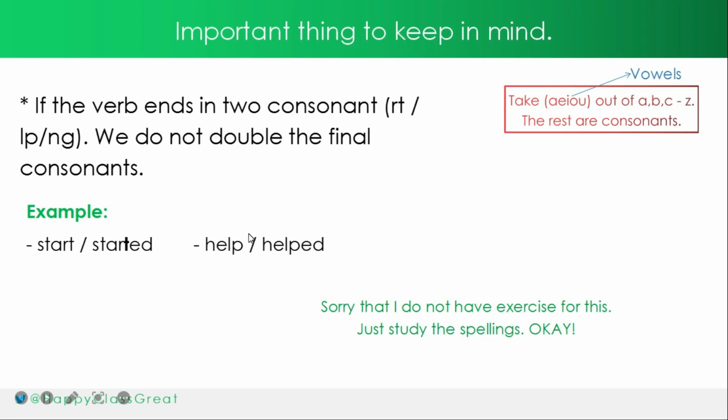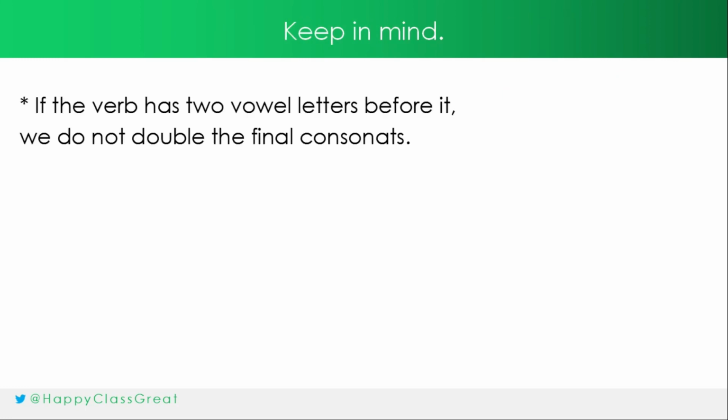ed after it, and then just master the correct spelling of started and helped, because you are going to need it a lot. So that's how you are not going to be getting zeros when you are asked to make a sentence or to build a sentence in your English exercise. You still have to keep in mind that if the verb has two vowel letters before the final consonant, we do not double the final consonant.